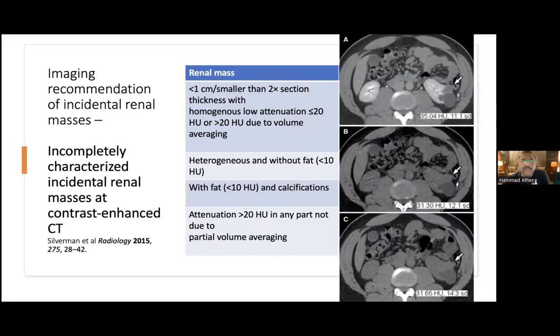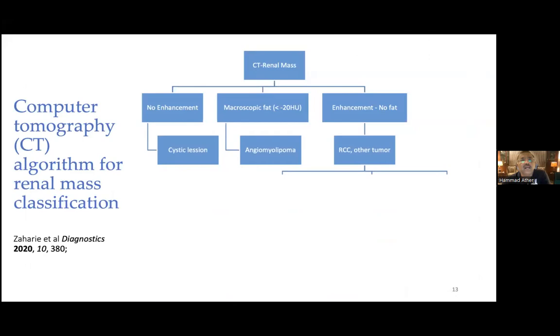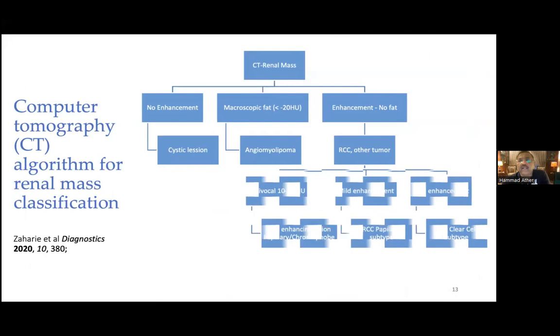So one of the algorithms that is proposed by the authors says that if you have a renal mass with no enhancement, it's likely to be cystic. Macroscopic fat, which is minus 20 Hounsfield unit, angiomyolipoma. And if there is an enhancement without fat, it's likely to be RCC.